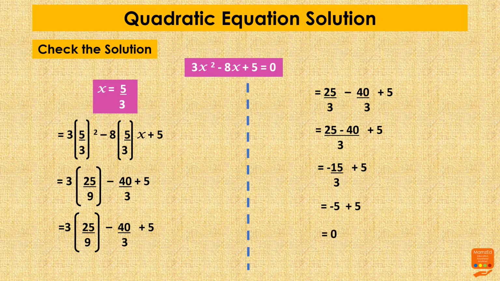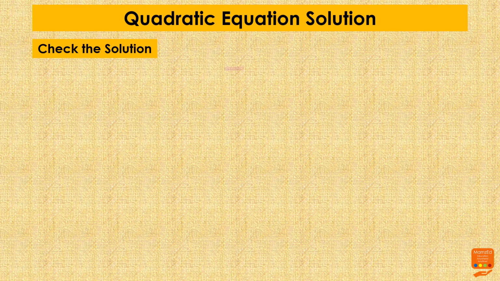So by replacing x with 5 by 3 in the quadratic equation, the left hand side of the equation becomes 0, which tells us that the value of x that we have calculated is correct. Now let's do it for the other value of x that we have calculated. Let's try to replace x with 1 in this quadratic equation.